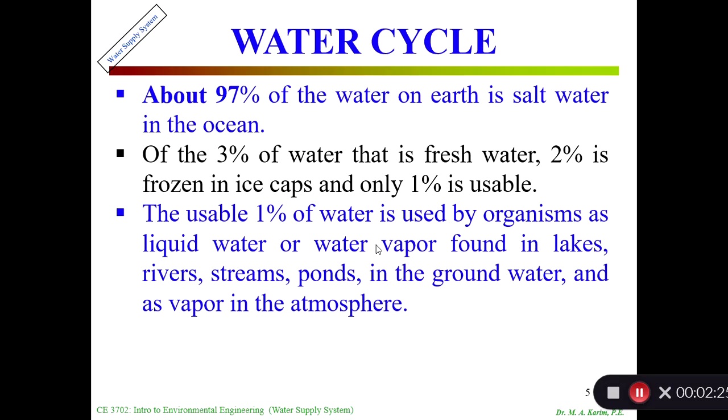Water cycle. All of us know that we have a water cycle in the atmosphere that works for us. Out of this, about 97% of the water on the earth is salt water, in the ocean. Of the 3% that is fresh water, 2% is frozen in the ice caps and only 1% is usable for us. So only that 1% usable water, we use it. It is found in the lakes, rivers, streams, ponds, in the groundwater, and as vapor in the atmosphere. These are the states of that water.